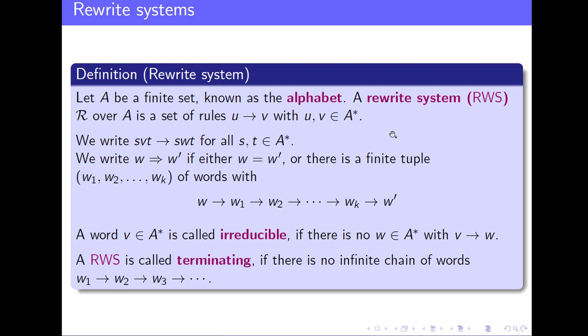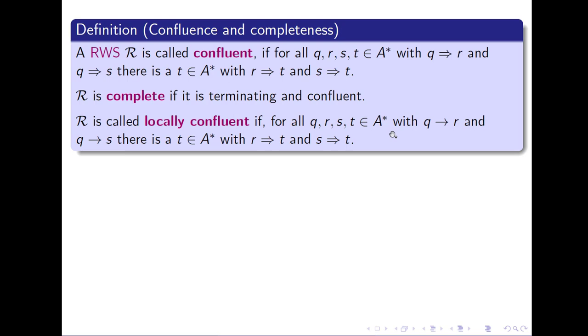A word is irreducible if there's no reduction possible, so if we can't apply any reductions to it. Maybe that's slightly confusing notation; I probably shouldn't have called it V, but I've run out of letters for words. Another important definition: the rewrite system is terminating if there's no infinite chain of reductions. We're mostly interested in terminating systems, because it's not so good if you can just go on reducing ad infinitum.